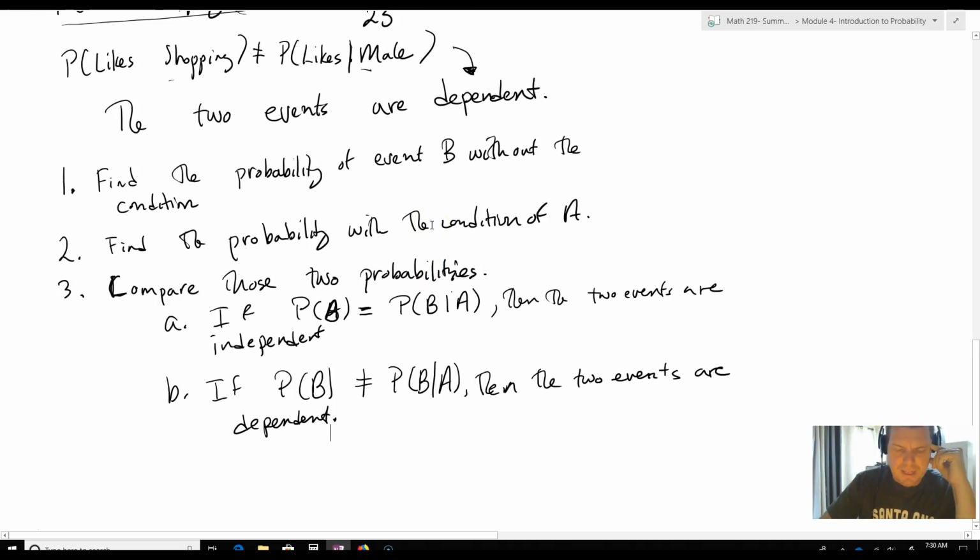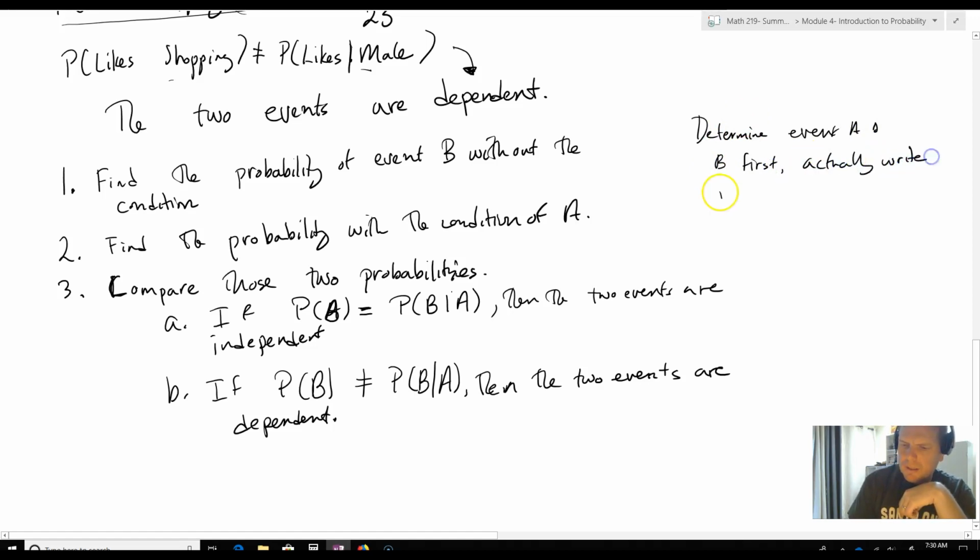Okay, so what does that mean? Basically, that's how we find whether or not something is independent or dependent. Allow me to give you some tips and tricks. Determine which is event A and which is event B first, and then actually write them down. The reason why we want to do this is because the order in which we do the conditional probability and the probability are really important. Make sure that the order that you do the condition is the same as the one that you did without the condition.